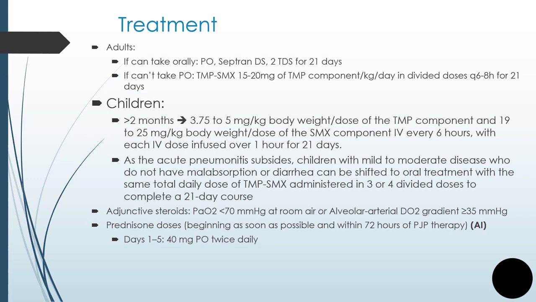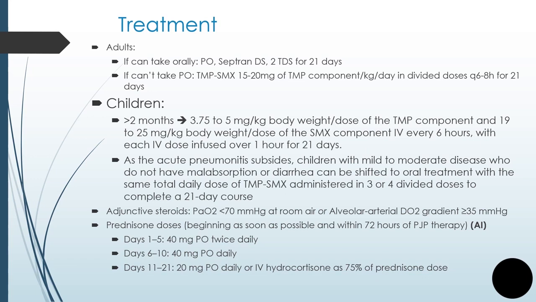Recommended dosage for prednisone is 40 mg twice daily orally from day 1 to day 5. Then the dose will be reduced to half for the next 5 days, and from day 11 to 21, 20 mg oral dose or IV hydrocortisone at 75% of prednisolone doses are recommended to complete 21 days of therapy. Starting of ARV is recommended within 2 weeks in mild to moderate diseases.